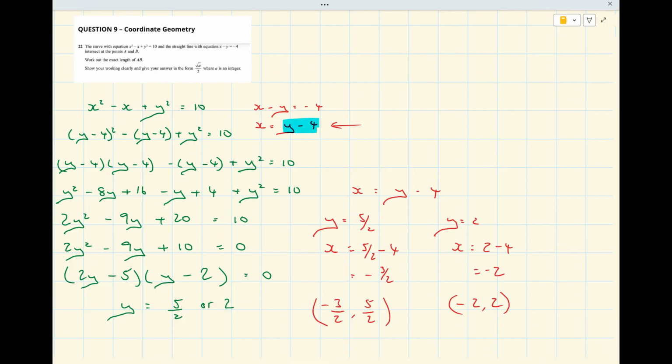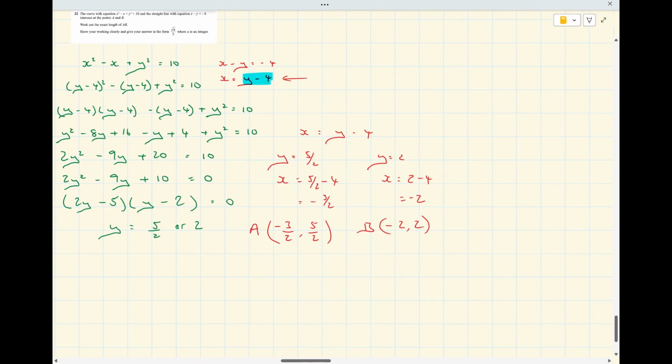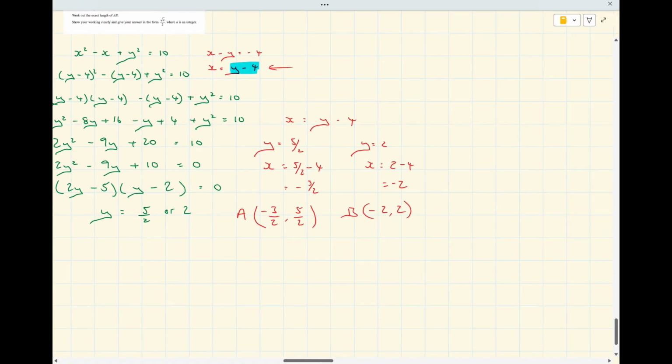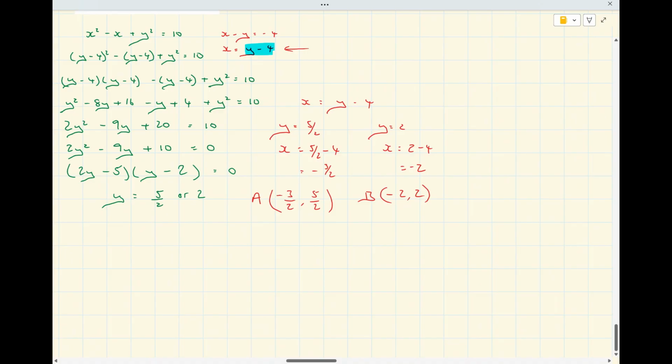Okay, so I've got A and I've got B. I don't think it matters which way around they are. The exact length of AB. Right. So can you remember how to work out the length between 2 points, the distance between 2 points? I can, as it happens, but let's imagine that we are wondering what to do. So if in doubt, draw it out.